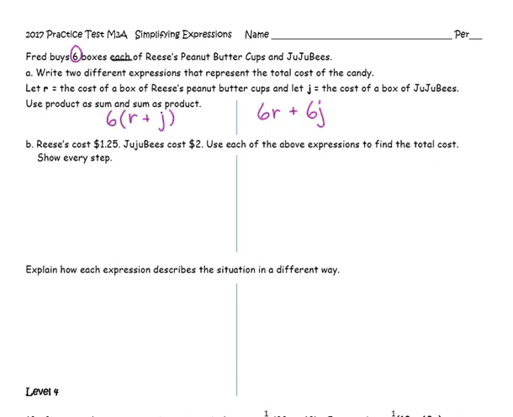Part B. Reese's cost $1.25. Jujubes cost $2. Use each of the above expressions and find the total cost. Show every step. Let's do the problem on the left first. Here we have 6 times R, and R is equal to $1.25, plus 6 times J, and J is equal to 2.